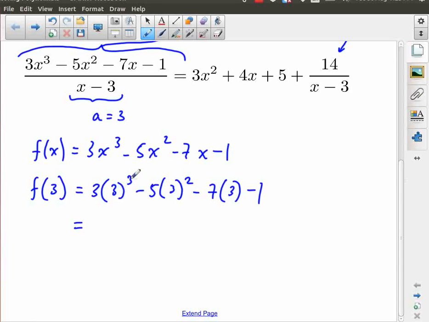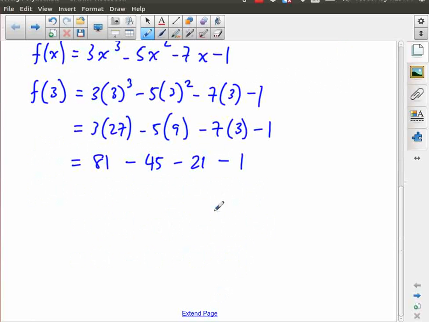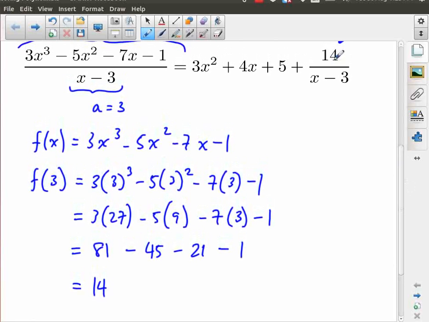So we have 3 cubed, which is 27. So 3 times 27, minus 5 times 3 squared, which is 9, minus 7 times 3. I could have gone ahead and evaluated that. I should have, really. 3 times 27 is 81. 5 times 9 is 45. 7 times 3 is 21, minus 1. And if you go ahead and do your arithmetic here, you might want to do these negatives first: negative 45, negative 66, negative 67. Subtract that, we end up with positive 14, which of course is the remainder I had here.